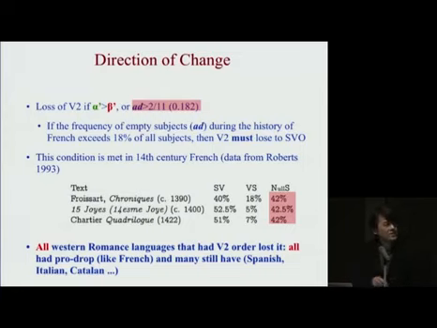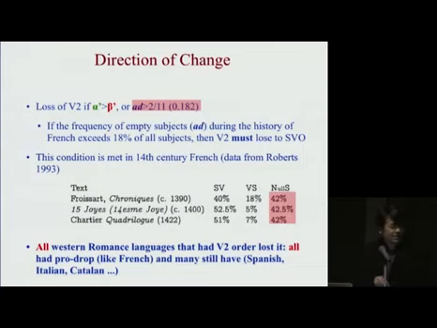Okay, if you look at the text in 14th century French compiled from Ian Roberts' book, you see that there's over 40% of pro-drop patterns at the time. Okay, so this is clearly greater than 18%. So that means that the loss of V2 in French to SVO was necessary.